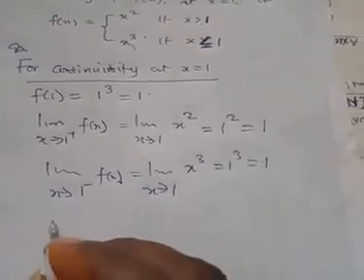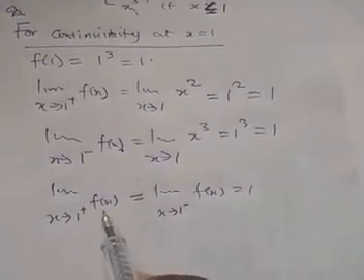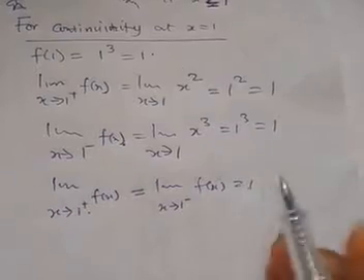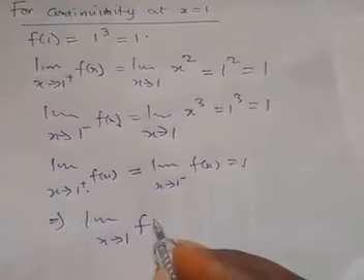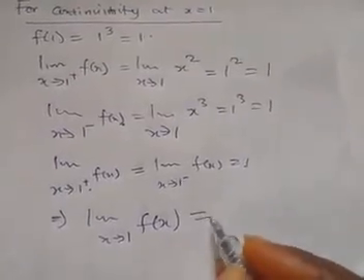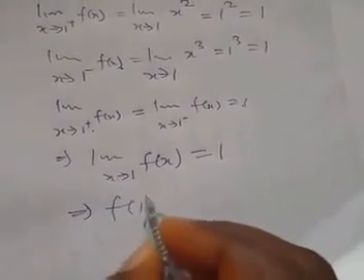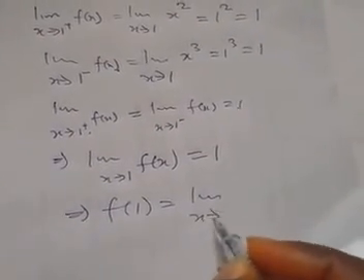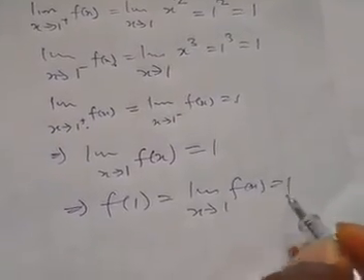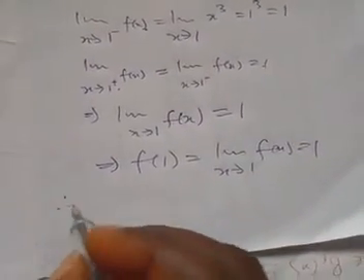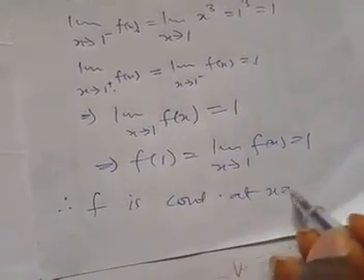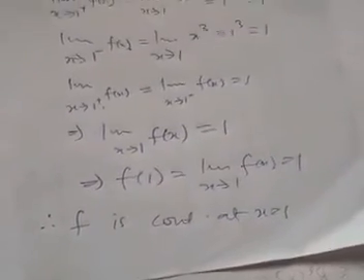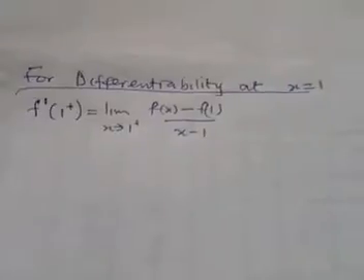So what we have seen here is that the right-hand limit is equal to the left-hand limit, which is equal to 1. This simply means that the limit of f(s) as s tends to 1 is equal to 1, which is just the same thing as f(1). So f(1) is equal to the limit of f(s) as s tends to 1, and everything is equal to 1. We can now say that therefore f is continuous at s = 1. So let us now check whether it is differentiable at s = 1.